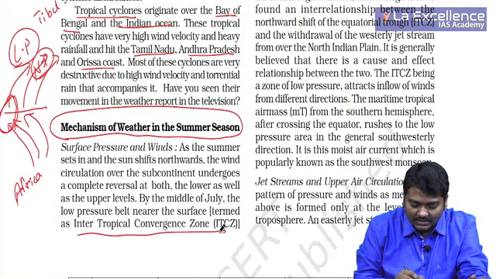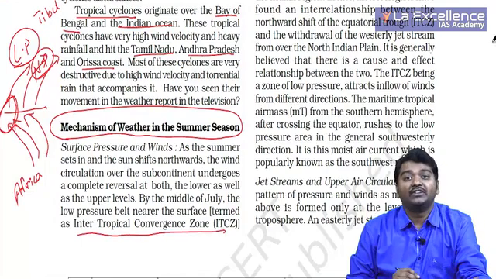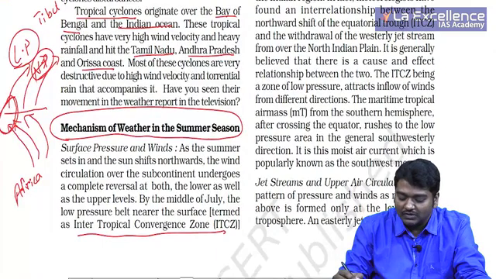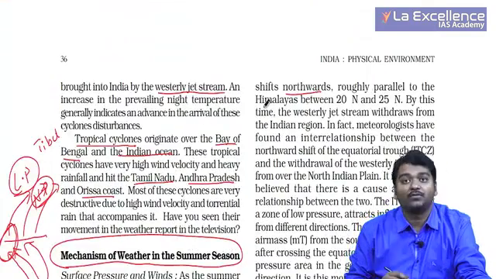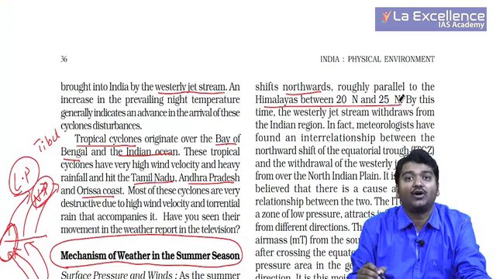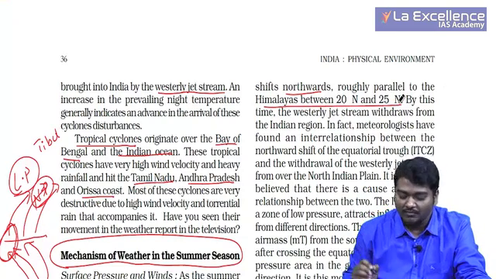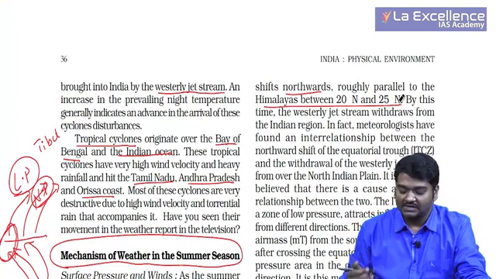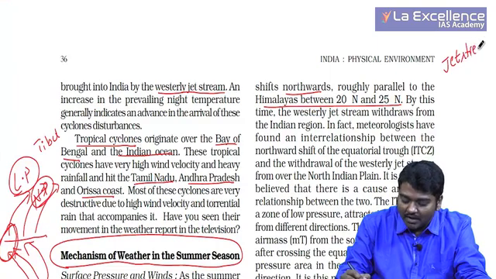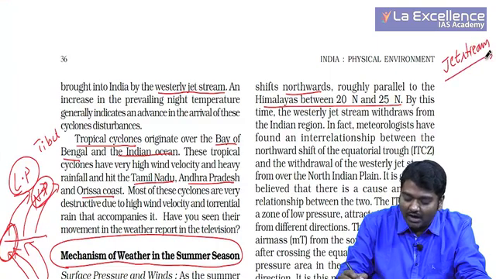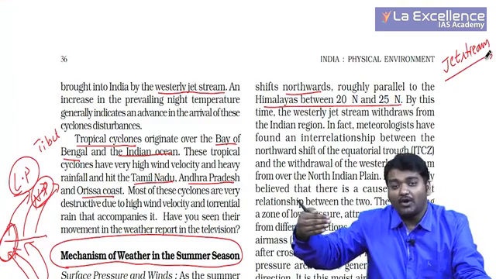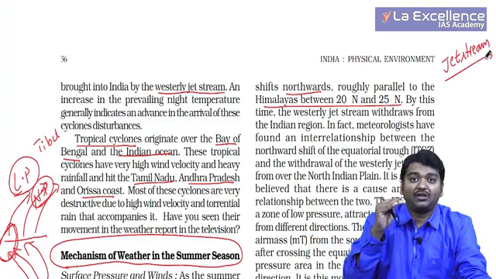This happens because the ITCZ, which is the low pressure surface, usually moves northward, roughly parallel to the Himalayas, between 20 degrees north and 25 degrees north. When this happens, we observe that the jet stream we were talking about, the southern branch of the jet stream which was blowing on India, will move away.